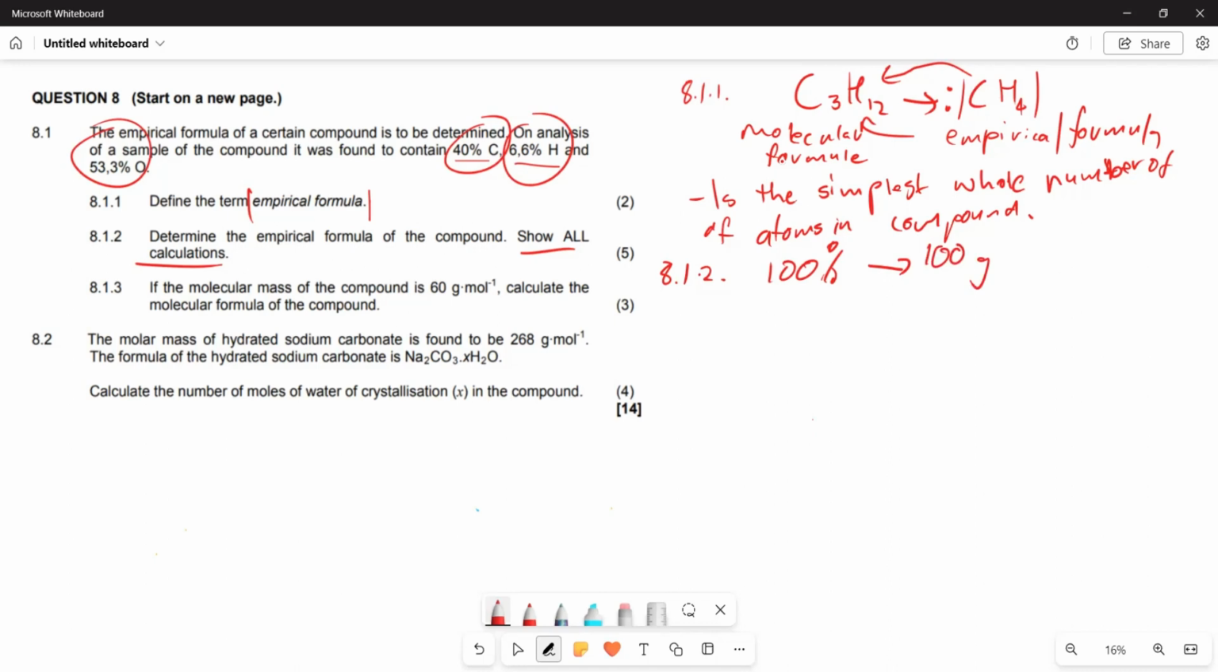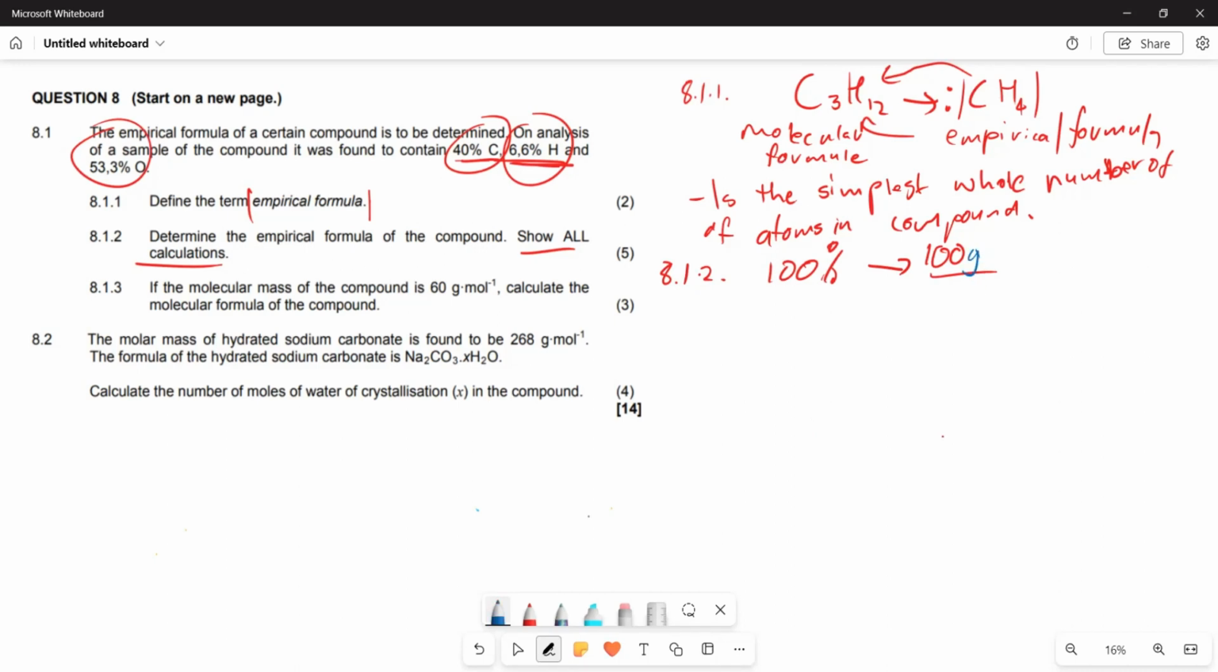So from here, the percentages that you are given, you are going to start by converting them into mass, or in terms of grams. We are assuming the 100% to be 100 grams of your sample, and then you are going to convert all the percentages into grams. Are we together? Now let's see what it is that you are going to do.